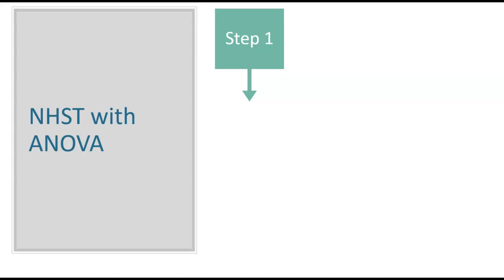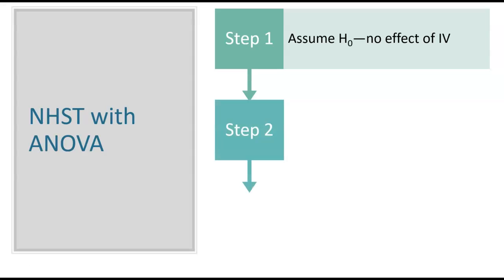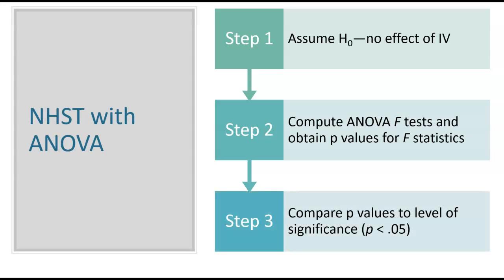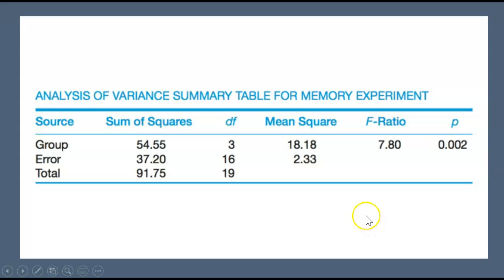Now, the first step in the null hypothesis significance testing with ANOVA is that you're going to assume no effect. The second step is you're going to compute the ANOVA F-tests and obtain your p-values for the F statistics. The third step, you're going to compare your p-value to your standard, which is you want your significance value to be less than 0.05. Now your authors give you an example, and I'm only giving you part of it. I'm showing you the table because I want you to go back to your chapter and read through the example again and make sure that you understand it.